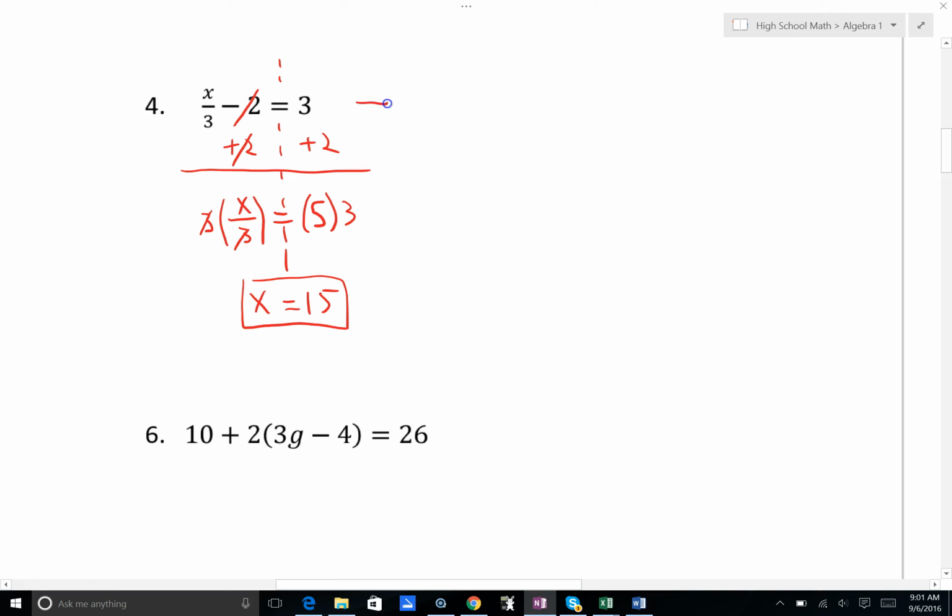We will substitute to verify. In place of x, substituting 15. 15 divided by 3, subtract 2. Is that 3? Well, 15 divided by 3 is 5. 5 minus 2 is 3. This statement is true. Since that statement is true, we know x equals 15 is a solution, because a solution is a value that makes the statement true.